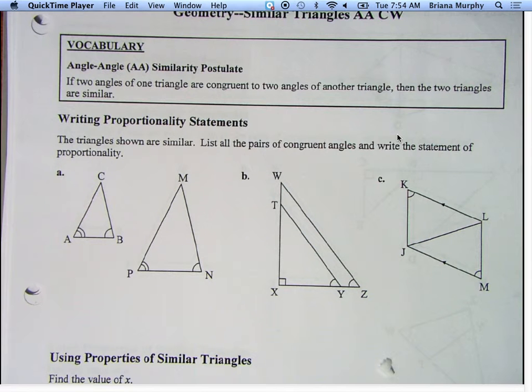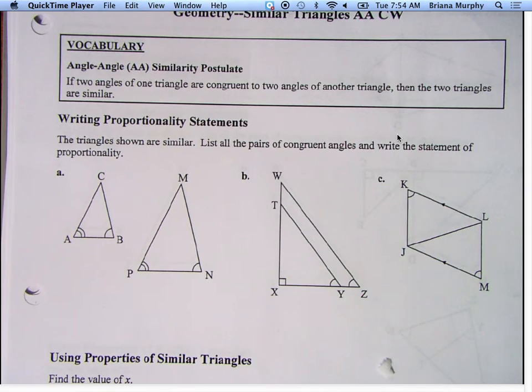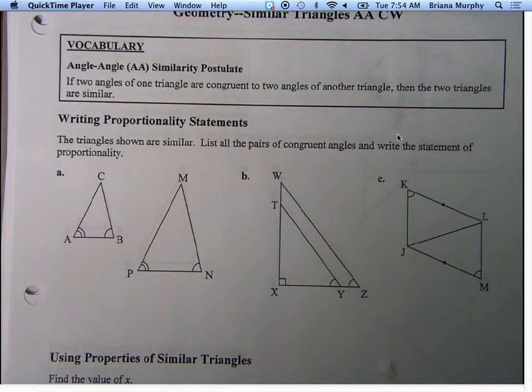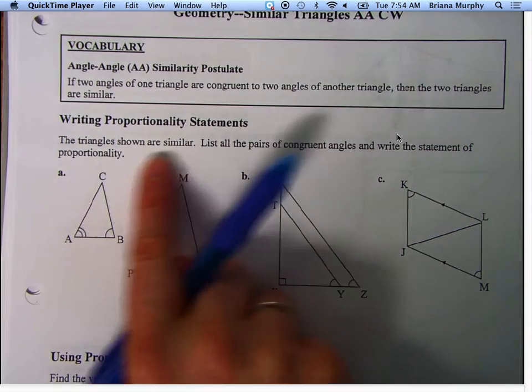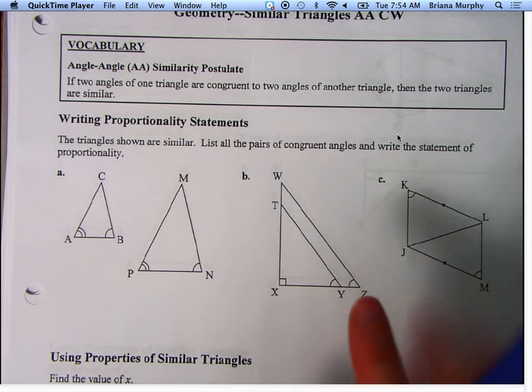Looks good. But we are going to look at these. Okay, first of all, notice the vocab at the top. Angle-angle similarity postulate: if two angles of one triangle are congruent to two angles of another triangle, then the two triangles are similar. Okay, the triangles are shown similar. List all the pairs of congruent angles and write the statement of proportionality.